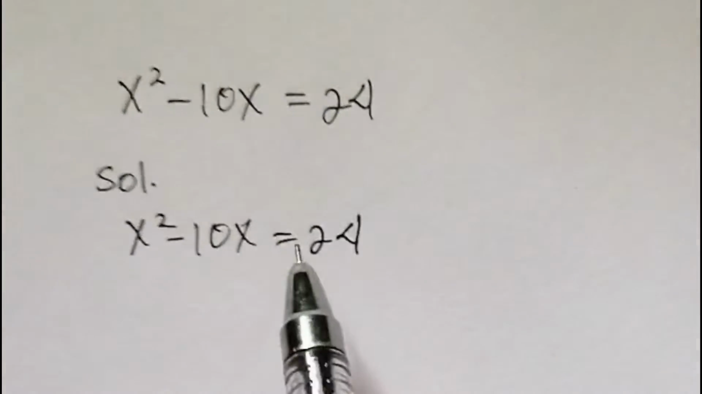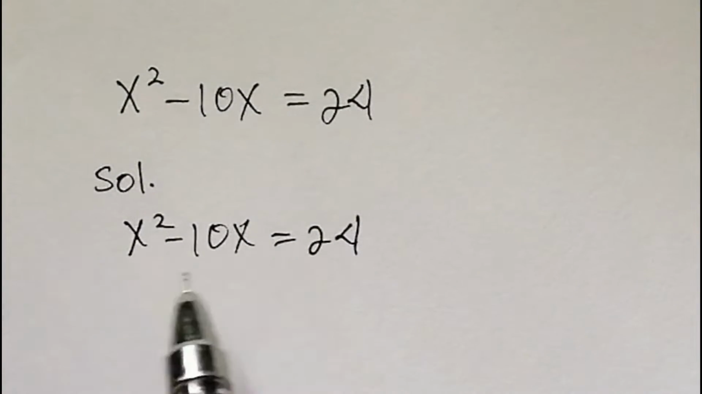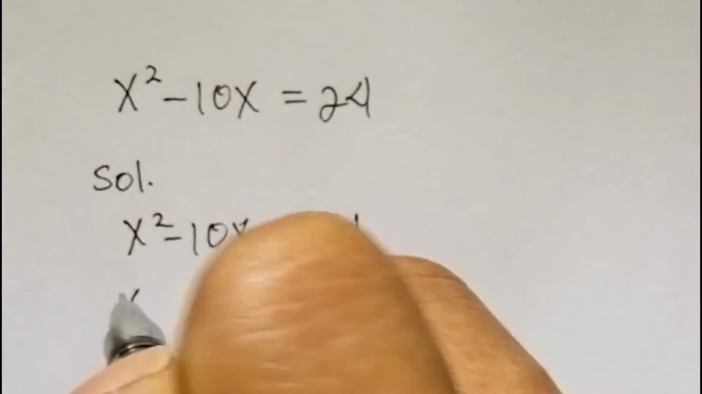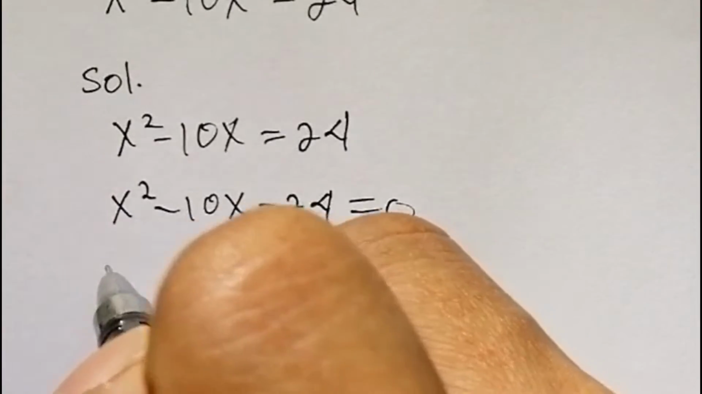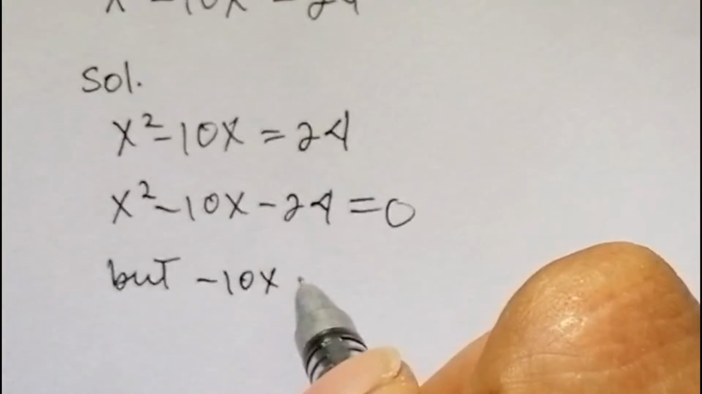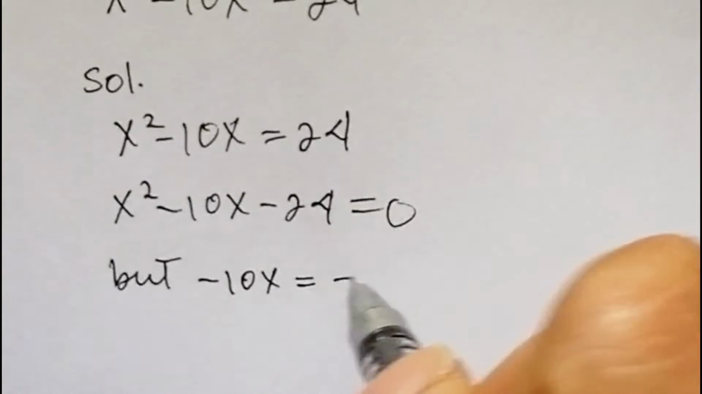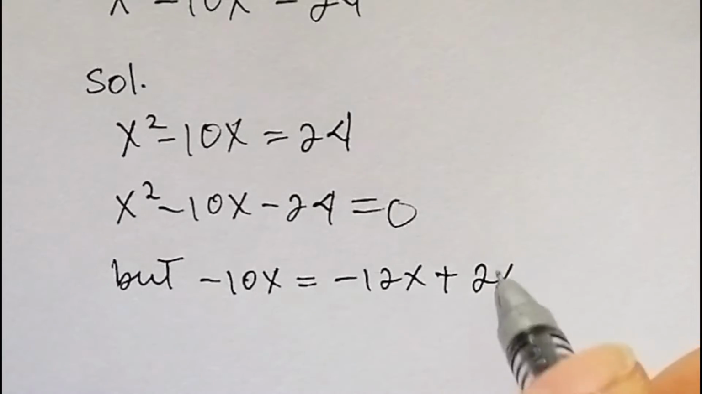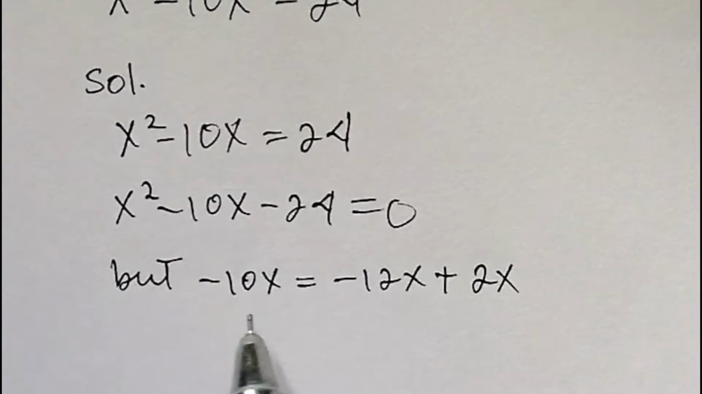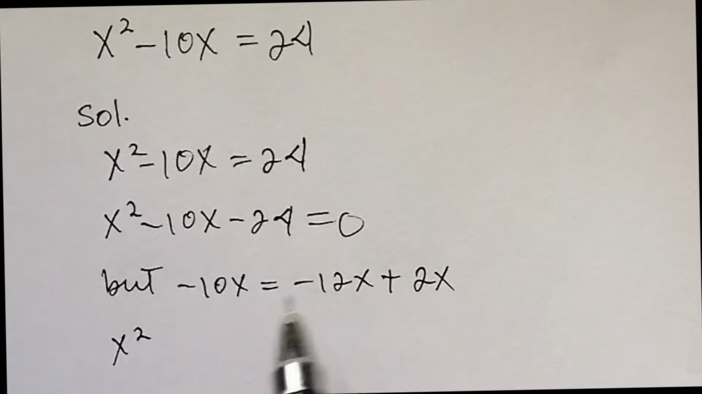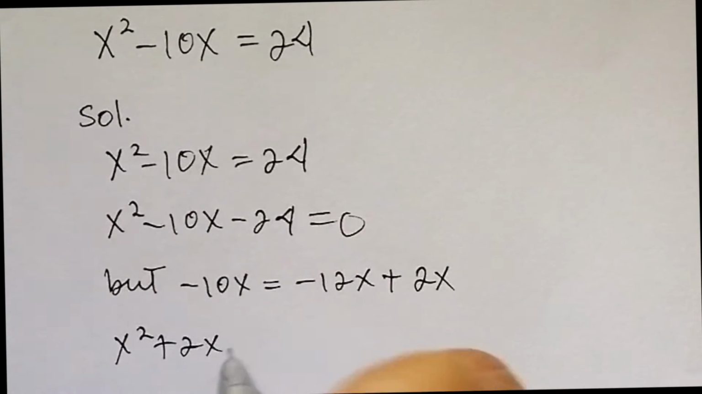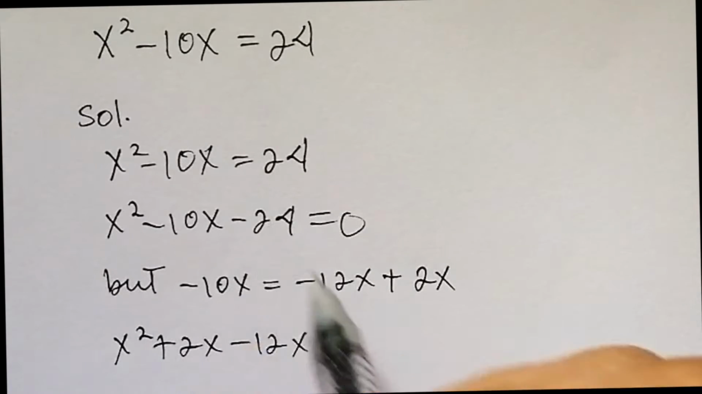Rewrite the given equation. By this form we're going to equate into 0. But negative 10x is the same as negative 12x plus 2x. The next is to include the sum of negative 10x, which is the negative 12x plus 2x in the equation. Let's write x squared plus 2x minus 12x minus 24 equals 0.